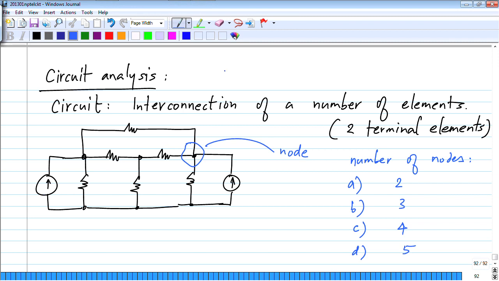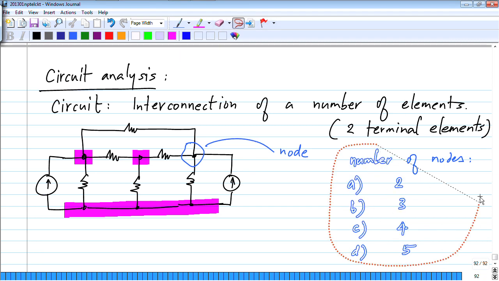We have one node here, another node here, another node here, and this whole thing is written as an extended line, but of course this is a node. For convenience we write it like that, but if you just have a wire, that is a node. So we have 4 nodes in the circuit.